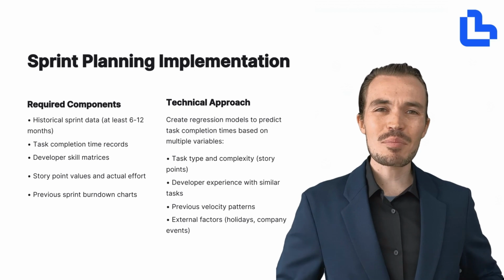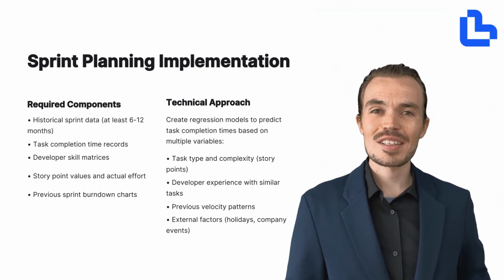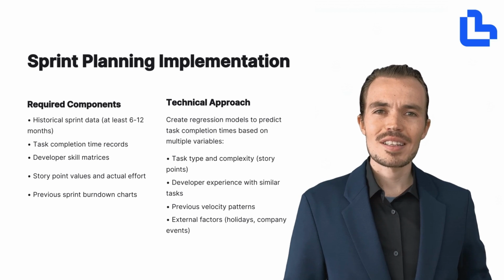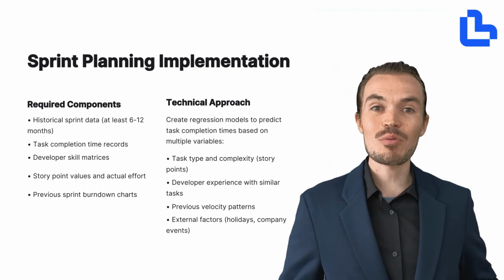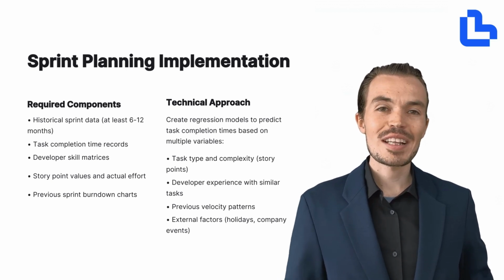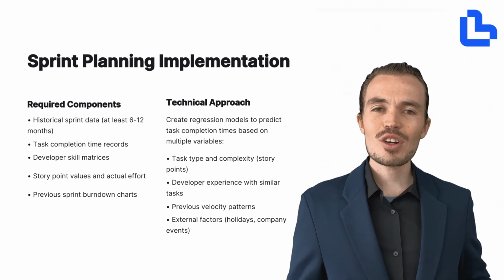From a technical standpoint, the goal is to build regression models that can predict task completion times. These models should take into account multiple variables, such as task type and complexity, developer experience with similar tasks, and historical velocity patterns. Don't forget to include external factors like holidays or company events, which can significantly impact sprint performance.